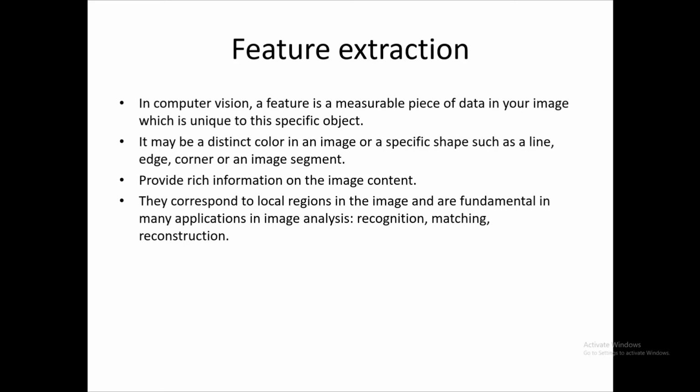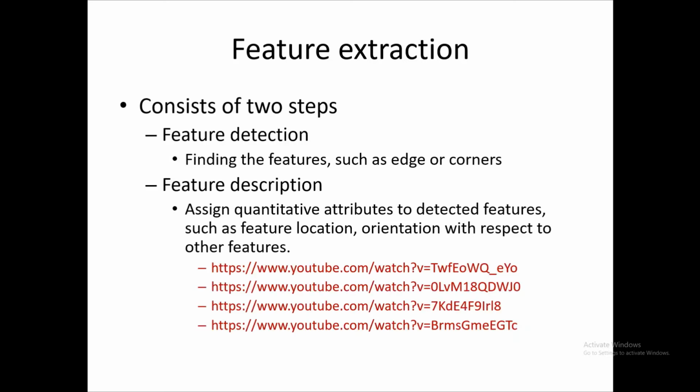So basically feature extraction consists of two steps. One is feature detection, which is finding features such as edges or corners, and another is feature description, which is to assign quantitative attributes to detected features, such as feature location and orientation with respect to the other features.